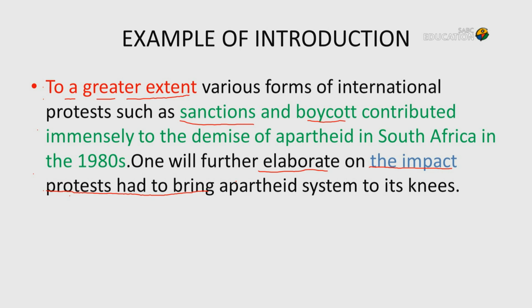So, as I have demonstrated to you, to a greater extent, that is the standpoint. Then two examples of the line of argument, international responses such as sanctions, boycotts, and so forth. And lastly, how these will impact on the apartheid system. So the three points that I have taken simply mean that my introduction is properly contextualized and acceptable in the form of a history essay structure.